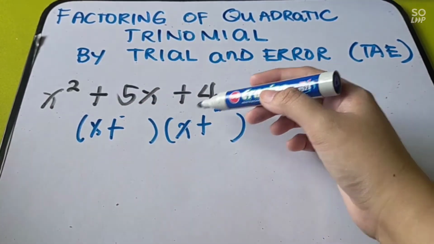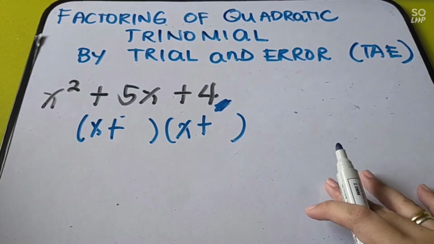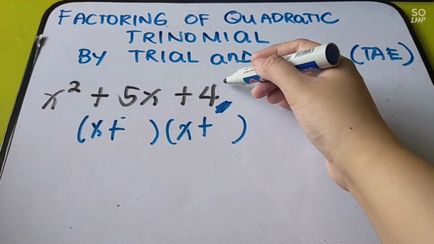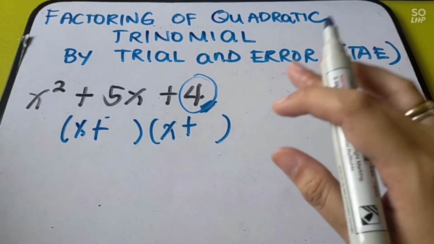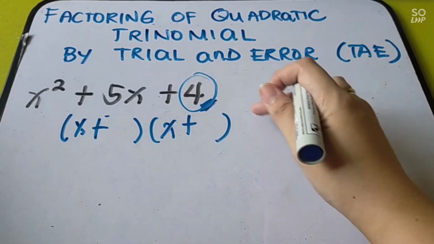Pag lahat ay positive, positive din dapat ang factors mo. Mamaya, makikita nyo yung pinagkaiba-iba kapag iba-iba naman din yung kanyang sign. Next tayo. We are going to find the factors of your last term. So, we have 4. What are those factors? Meron tayong factors, 1 and 4. If you multiply 1 times 4, the answer is 4.